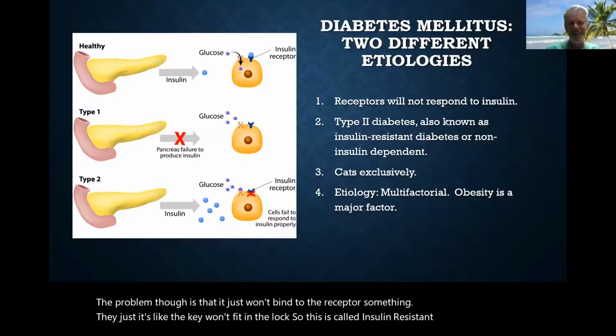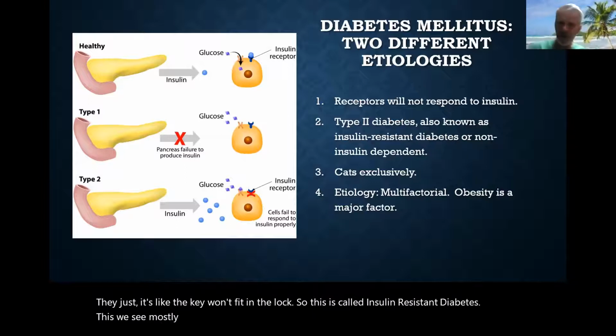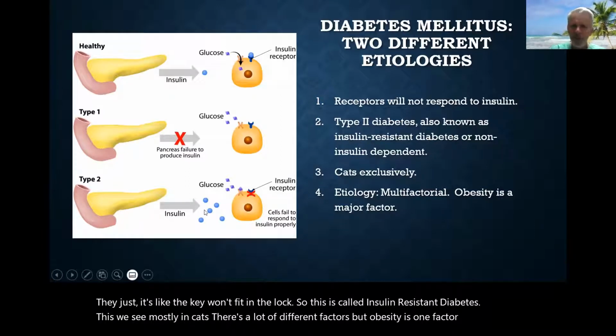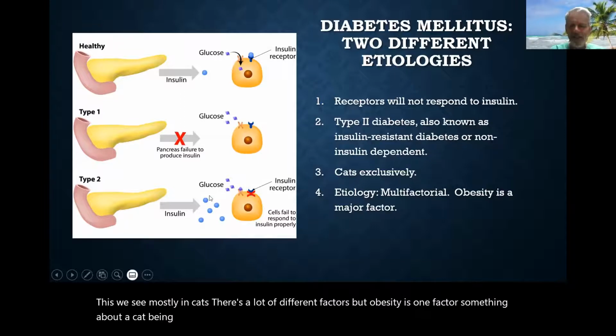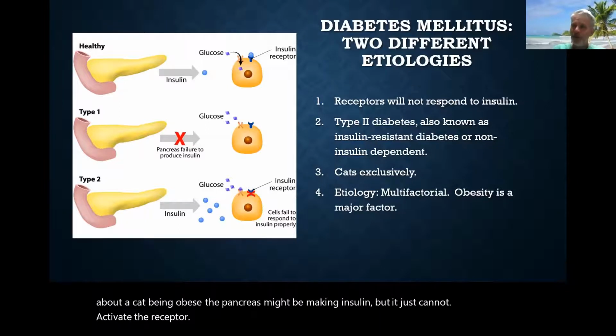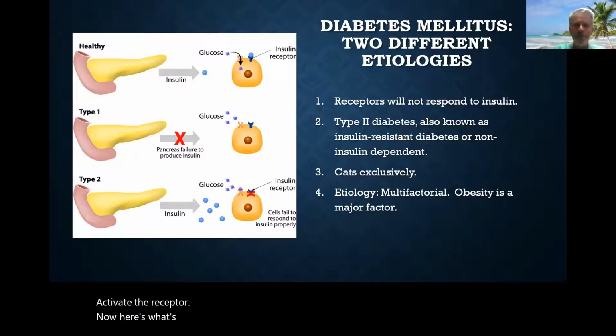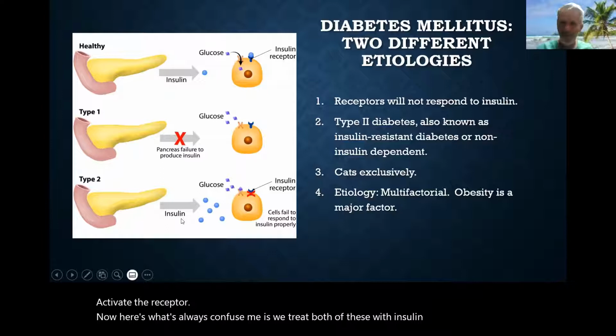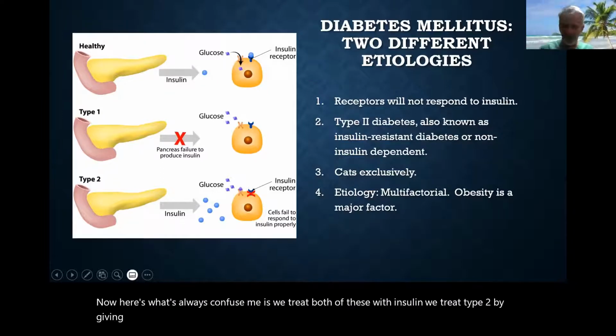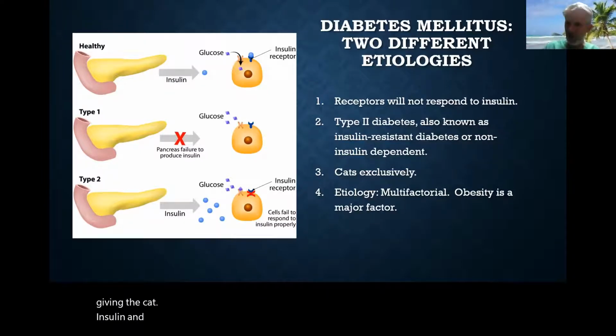This we see mostly in cats. There's a lot of different factors, but obesity is one factor. Something about a cat being obese, the pancreas might be making insulin, but it just cannot activate the receptor. Now, here's what's always confused me: we treat both of these with insulin. I mean, we treat type 2 by giving the cat insulin, and it works. So I've never totally understood that.